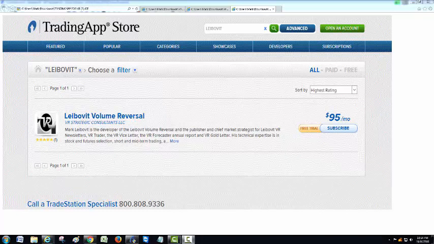You're looking at the Trading App Store page for my Leibovitz Volume Reversal Indicator, which is offered on a 1-month free trial, following which it's $95 a month. There are three versions of the volume reversal. It comes in the package: sequential, directional, and 2-day.